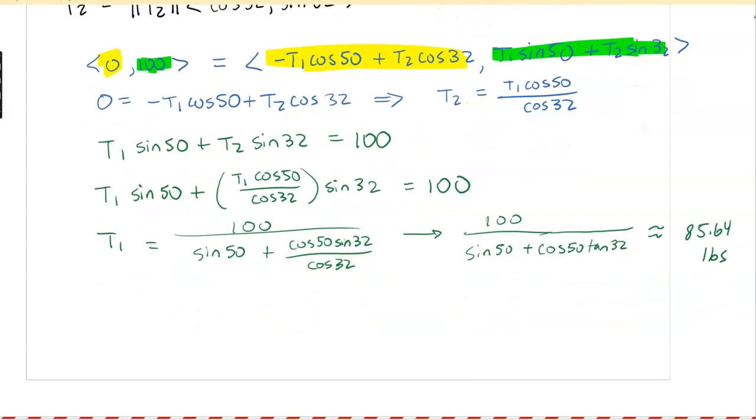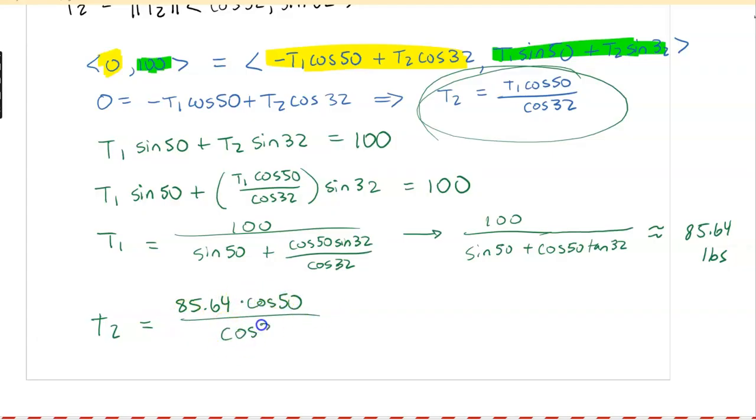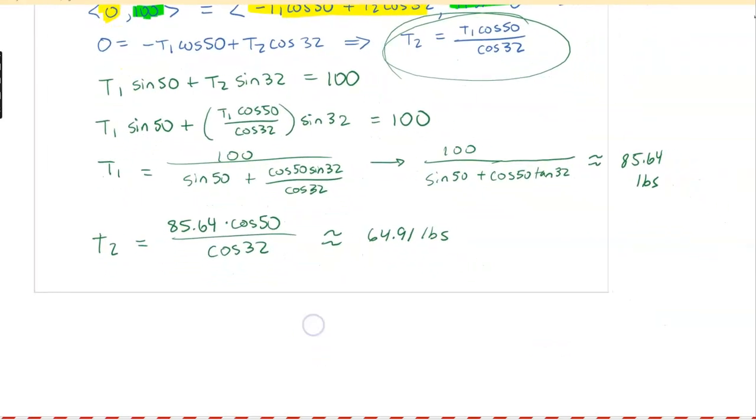How do we find T2? Well, we have that definition up there ready to go for us. So T2 is going to be approximately 85.64 times cosine 50 divided by cosine of 32, which I get to be approximately 64.91 pounds. And those are our magnitudes.